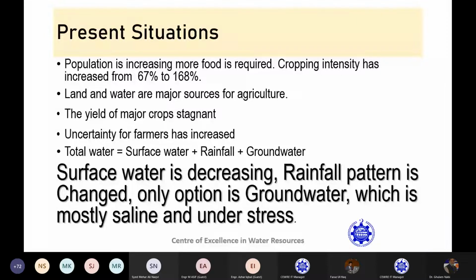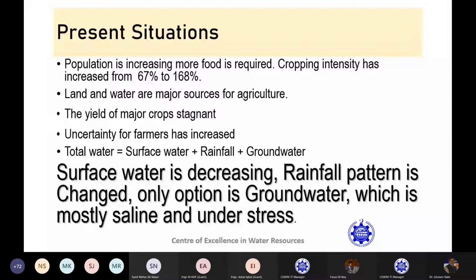Total water available comes from surface water, rainfall, and groundwater. Surface water is decreasing and the rainfall pattern has changed. Now the only option is groundwater, which is mostly saline and under stress. Global data shows that only 3% of the water is fresh water and 97% of the global water is saline. But the situation in Pakistan is worse. Groundwater has contributed more than 65% of crop production.